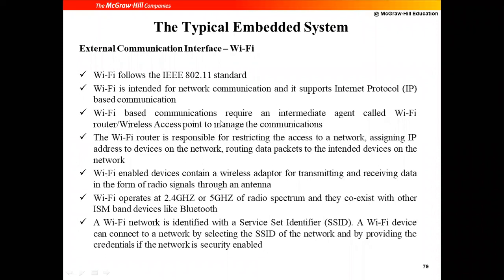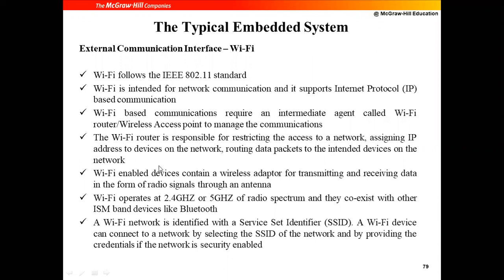It requires an intermediate agent called a Wi-Fi router or Wi-Fi access point to manage the communication. In order to communicate from one device to another device, I require an intermediate, which we call a Wi-Fi router. It follows the IP protocol. The Wi-Fi router is responsible for restricting access to the network because each router will have its own IP address. Whenever we need to communicate, we communicate through that IP address to the devices on the network, routing data packets to the intended device on the net.